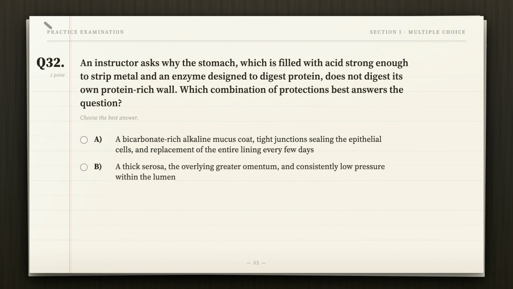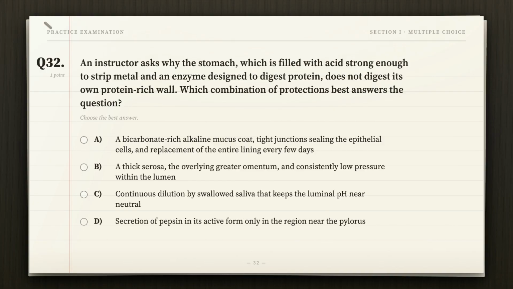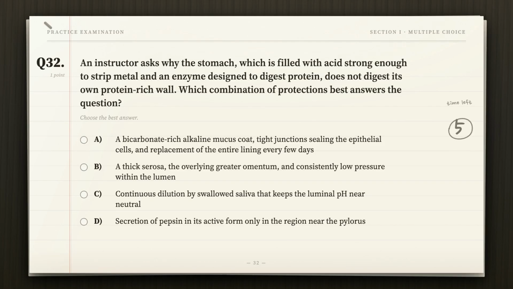B. A thick serosa, the overlying greater omentum, and consistently low pressure within the lumen. C. Continuous dilution by swallowed saliva that keeps the luminal pH near neutral. D. Secretion of pepsin in its active form, only in the region near the pylorus. Got a guess? Lock it in.